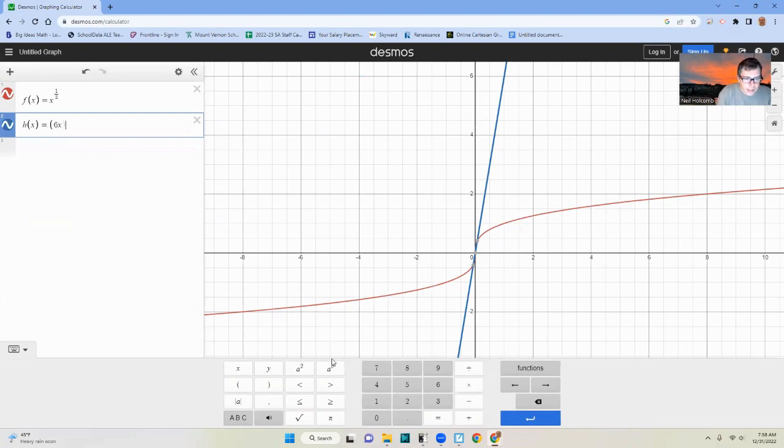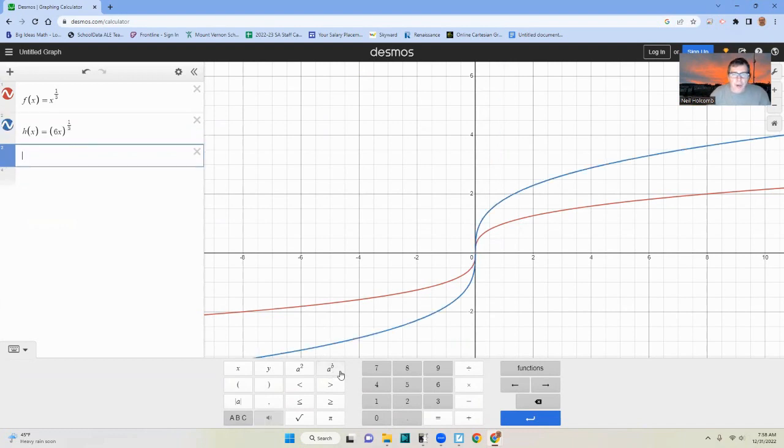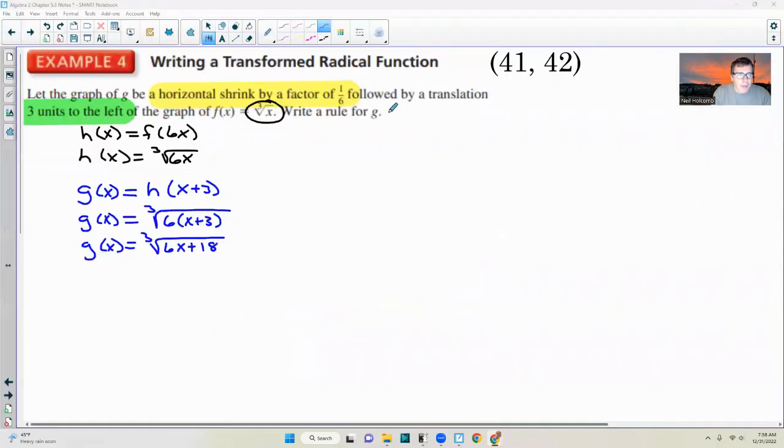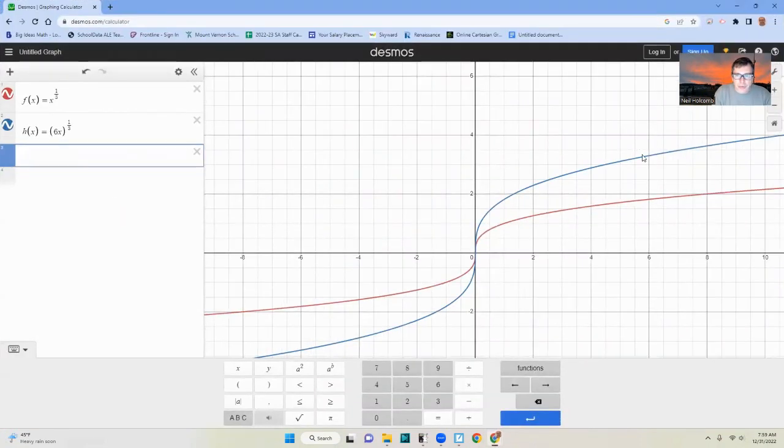Okay, and then I got to do power of 1 divided by 3, enter. Okay, so the blue one is our transformation where a was 6 or 1/6. So that was the horizontal shrink. A horizontal shrink looks like a vertical stretch. All right, so that's the blue one. So it is horizontally shrunk, the red one to the blue one.